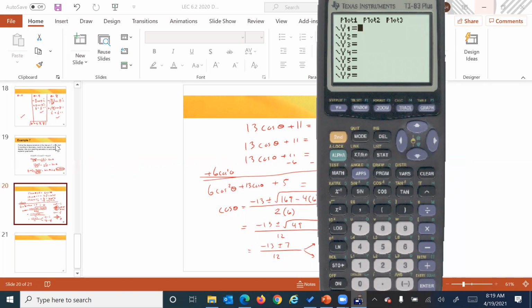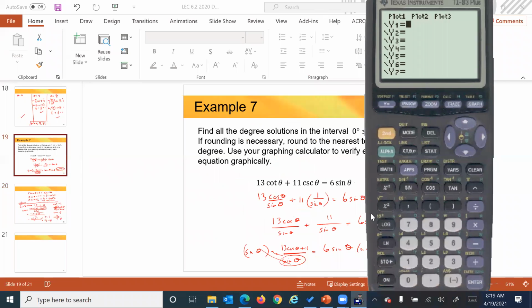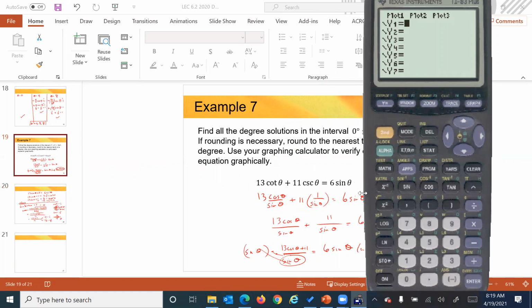Go to y equals, and we have 2 different lines on our hands. Our calculator does not have a cotangent inside it. Instead of using cosine over sine, can I just use tangent? Will that be the same thing? So I'm going to do this here: 13 divided by tangent x in this case, plus 11 divided by sine of x. Are we okay with me converting those?